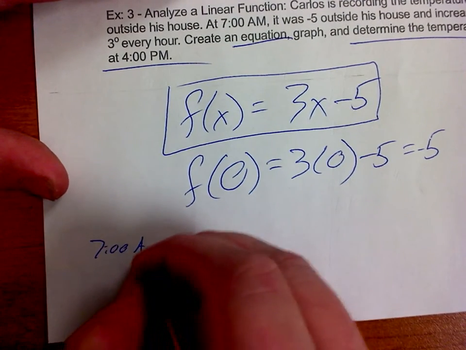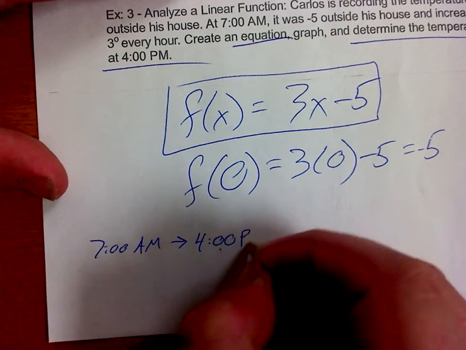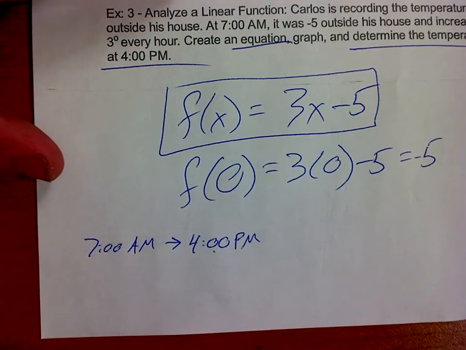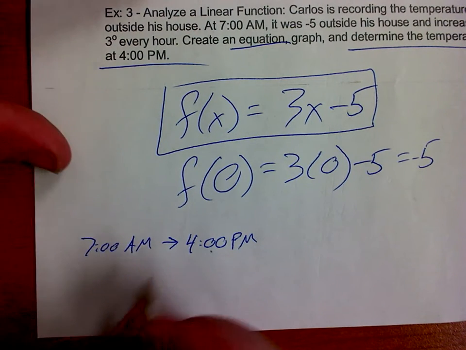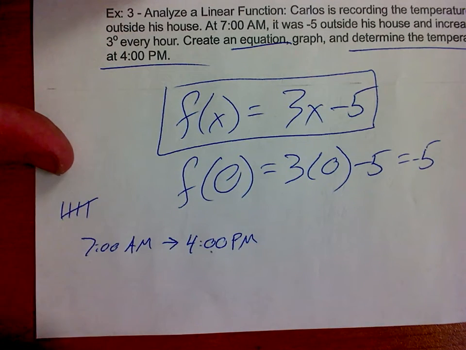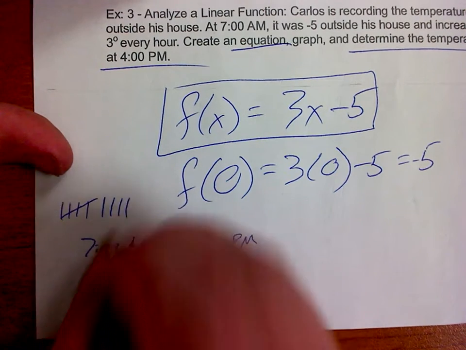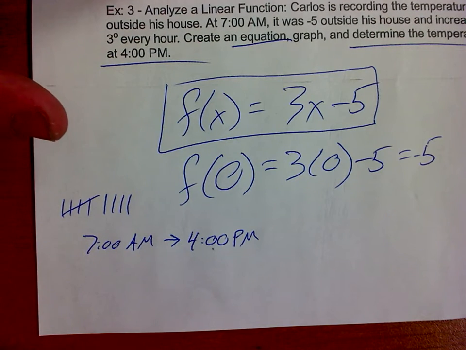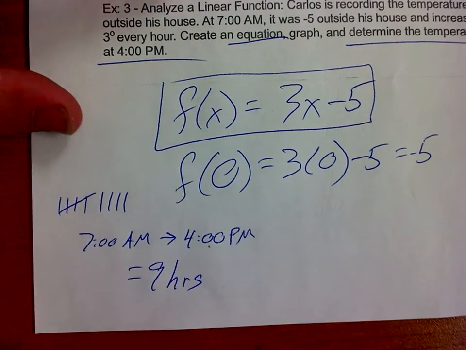Now we need to determine the temperature at 4 p.m. And what we need to do next is determine how many hours is between these two times. So if we start at 7 and we count up, all right, we have 8, 9, 10, 11, 12. There's 5 hours so far. Then once again, we go from 12 to 1. So we go 1, 2, 3, 4. That's a total of 9 hours right there, okay? We have 9 hours we need to deal with.